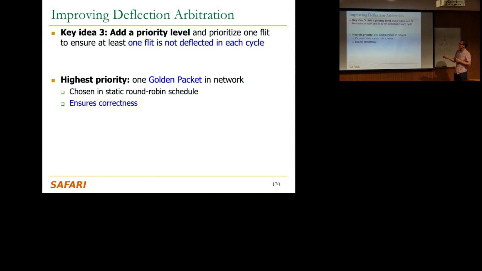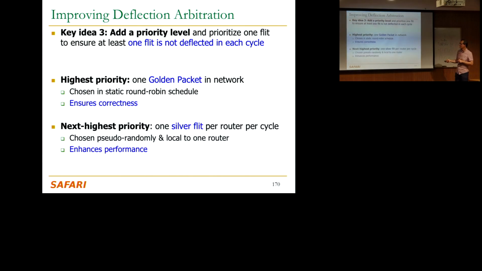Okay. Basically, the highest priority is this: one golden packet in the network. It's chosen in a static round-robin schedule, as we discussed. This is really a static round-robin schedule, and it ensures correctness. The next highest priority is one silver flit per router per cycle. Basically, it's chosen pseudo-randomly and local to one router. And the goal is to enhance performance.